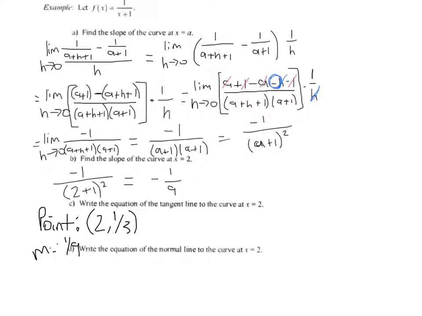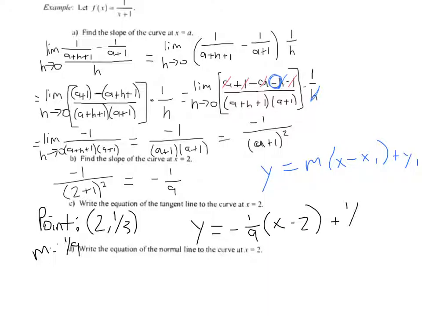And so remember that point slope formula that we talked about. Our tangent line would be, here, let me write down our formula here a second. We have y equals m times x minus x sub 1 plus y sub 1, just so that's written down there. Slope of our equation for a tangent line would be y equals our slope, which is negative 1/9, times x minus 2 plus 1/3. Okay, that's our tangent line.